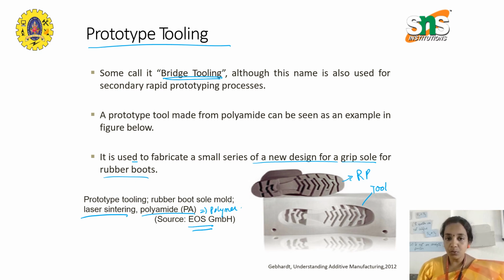A prototype tool made from polyamide can be seen as an example. So there is an impression. Using that impression, we will be manufacturing the shoes with this design. It is used to fabricate a small series of a new design for a grip sole for rubber boots.